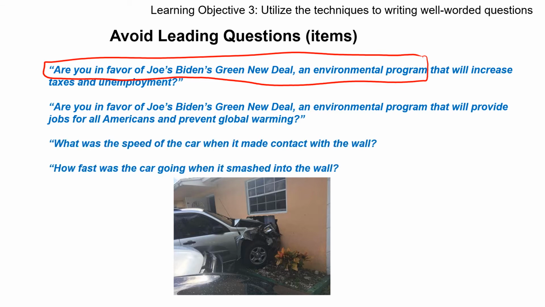So what was the speed when it made contact with the wall, and how fast was the car going when it smashed into the wall? Again, these are asking the same thing, but asking what was the speed of the car when it made contact with the wall avoids a leading word. That leading word is this word right here, smashed. When you hear the word smashed, our minds automatically increase the speed, because things only smash when they're going fast. So when we add the word smashed, we're going to perceive it as going faster than if we just said what was the speed of the car when it made contact with the wall.